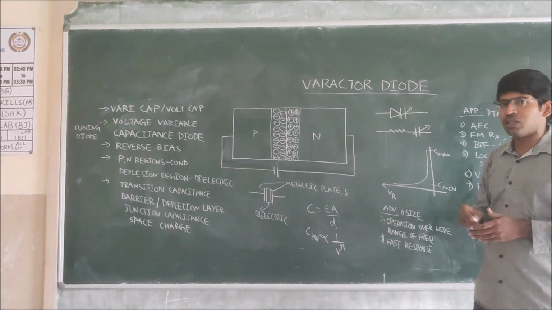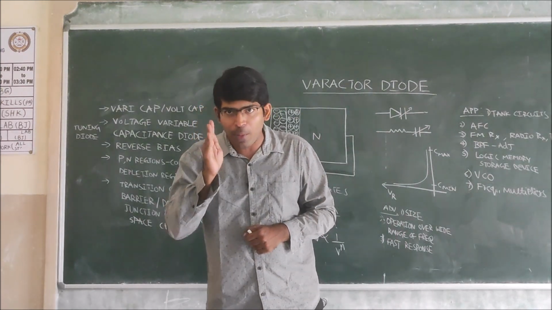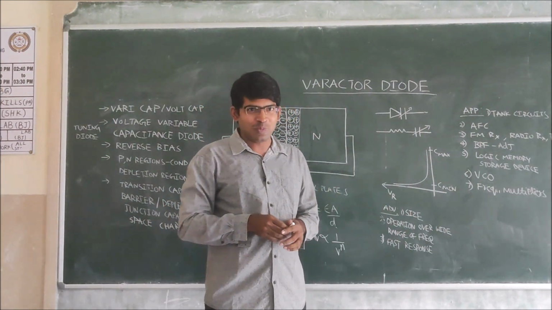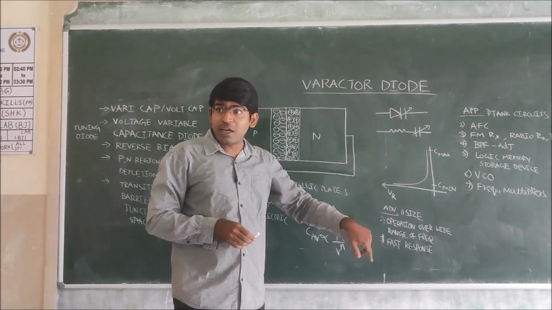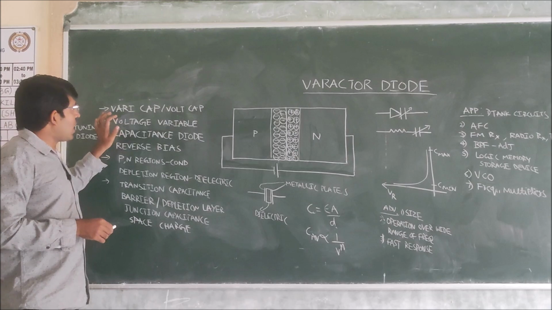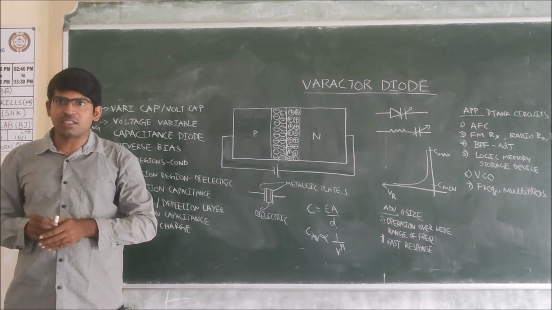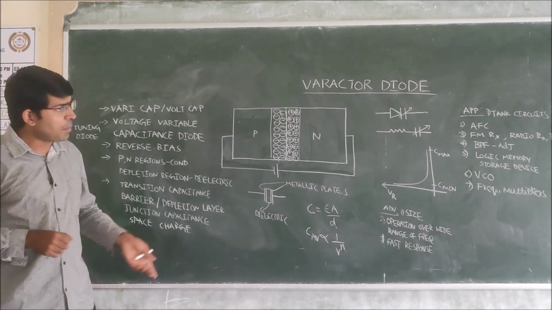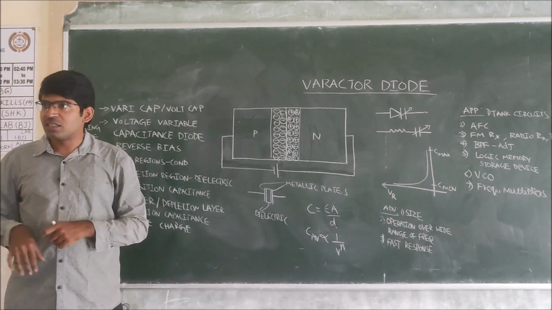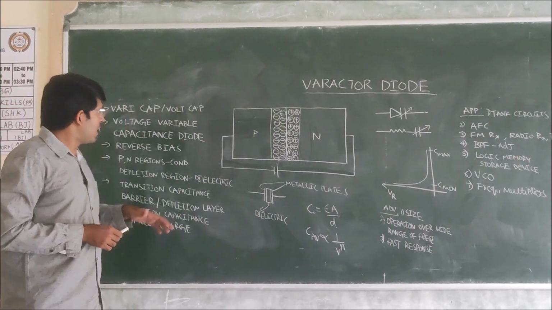The topic name is Varactor diode. Varactor, variable capacitor. It is a diode because it is a PN junction diode. It is also called a varicap because it is a variable capacitor. Whatever capacitance you want, you can change by using this diode. How the diode works like a capacitance, we will check that.